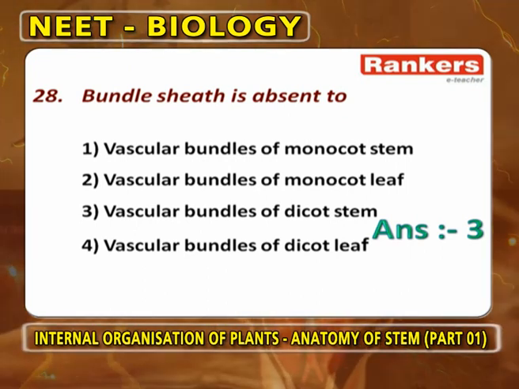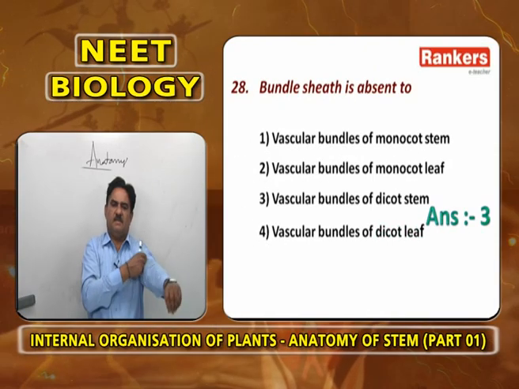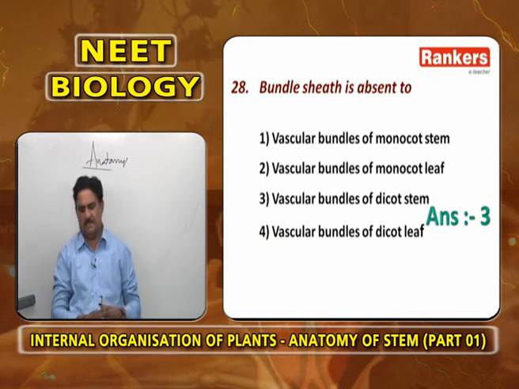Then what is the answer? Answer is vascular bundles of dicot stem. In dicot stem, vascular bundles are not surrounded by bundle sheath, they are surrounded by single layered endodermis called starch sheath and sclerenchymatous pericycle.